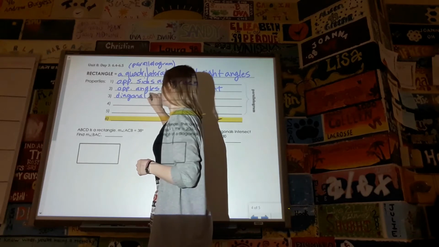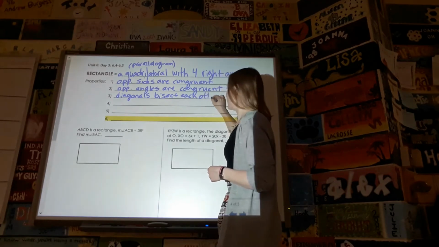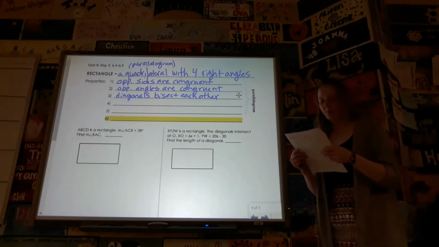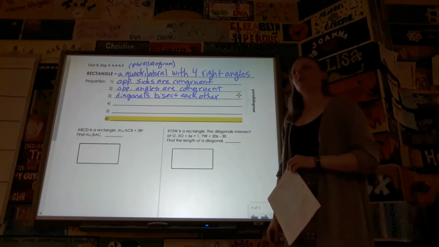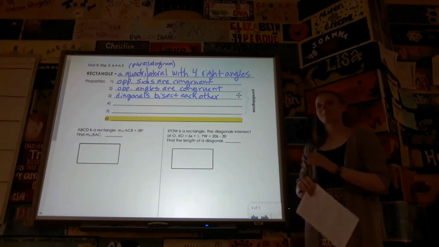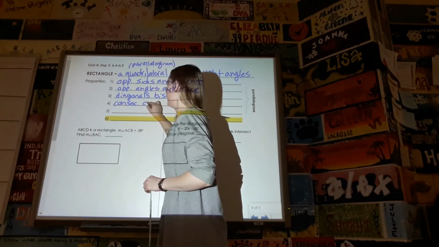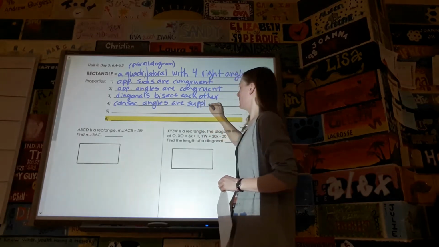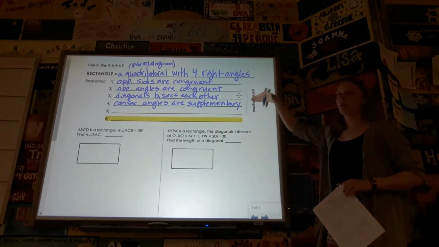There are 4 sides. We already took care of that with quadrilateral. Alright, what's something else? Consecutive angles are supplementary. So everything that we talked about last time is also true for a rectangle. So these are the 4 main properties of a parallelogram.